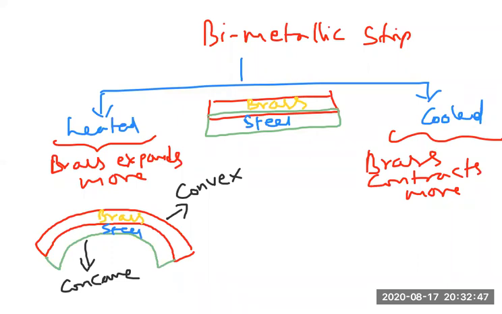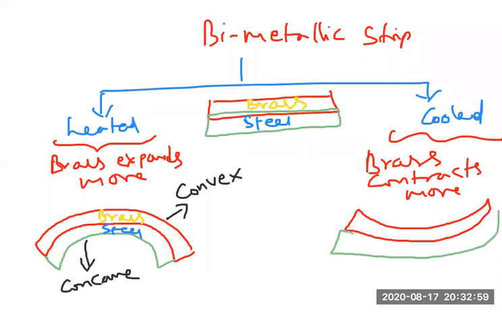Contracts. Yes. One student informed me brass is now on the concave side. Yes, beta, you are correct. So brass is on the concave side now and steel is on the convex side. This is the phenomenon you have to observe when heated and when cooled. I hope you are clear till here.